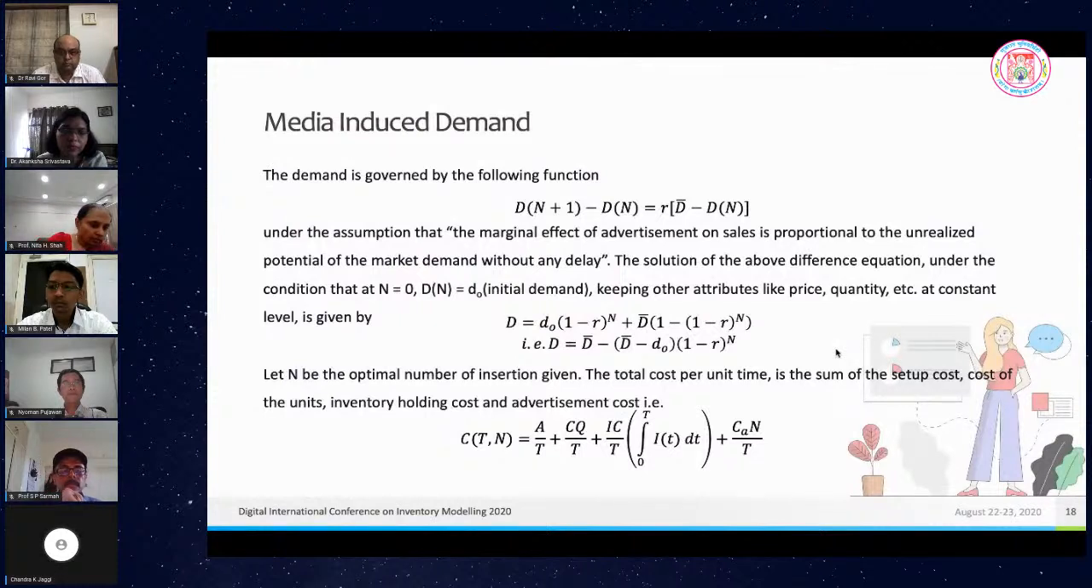Here, this is the function, where D bar is the maximum attainable demand and Dn is the gap between the saturation level and the initial level. The initial level may be some demand, and we see how media can play its role in capturing the gap between the saturation and the current state. And again, this is the ordering cost, that is the purchase cost, and inventory carrying cost, and this is the cost of media insertion, that means the advertising cost of the product. Next, please.